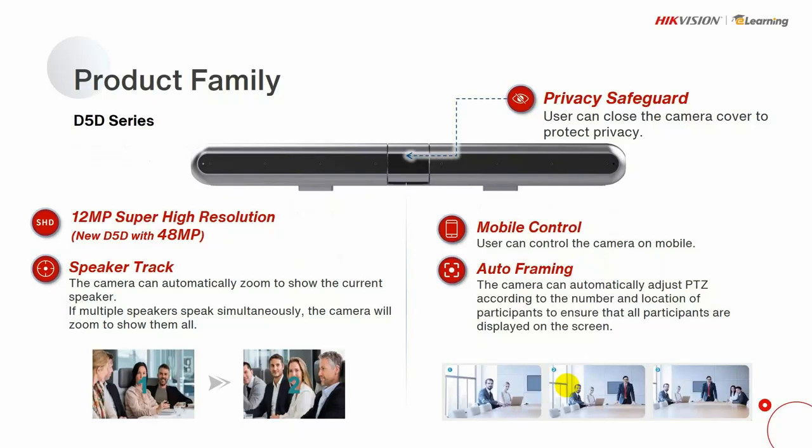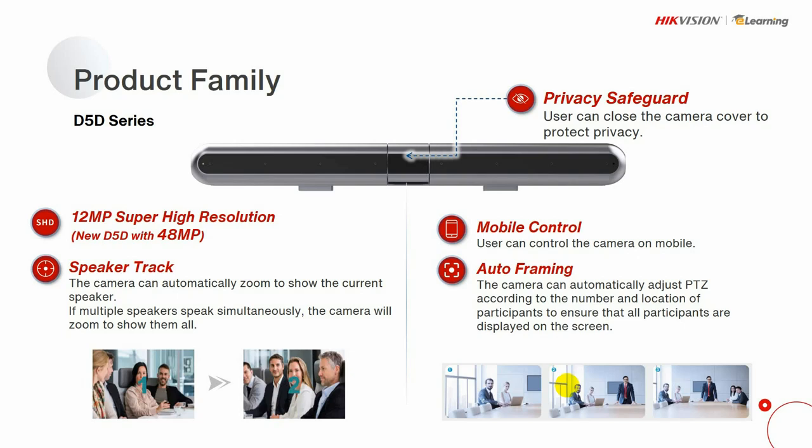Our D5D series has a powerful built-in camera, which first has a privacy safeguard function. This means the camera will keep closed until you call it out. Okay? It protects privacy. And then the new D5D has a camera with 48 megapixel resolution. And it has a speaker track function, which means the camera can automatically zoom to show the current speaker. If multiple speakers speak simultaneously, the camera will zoom to show them all.